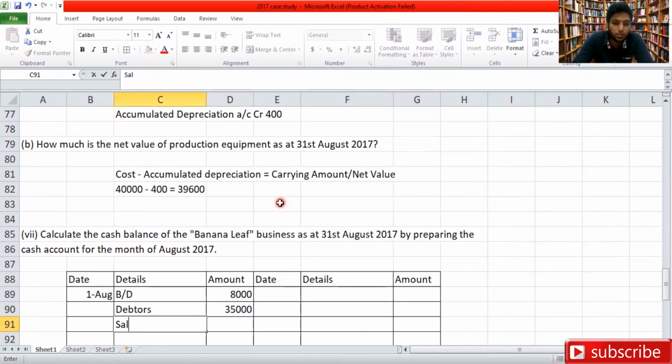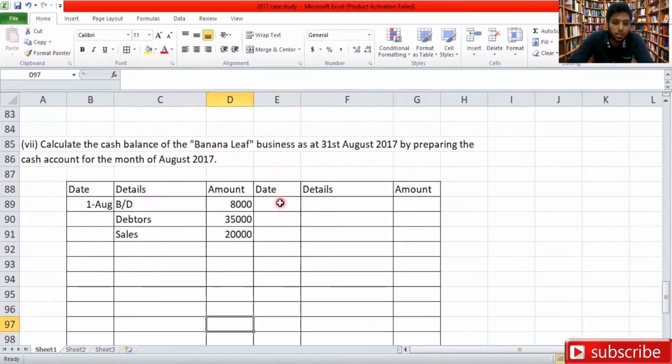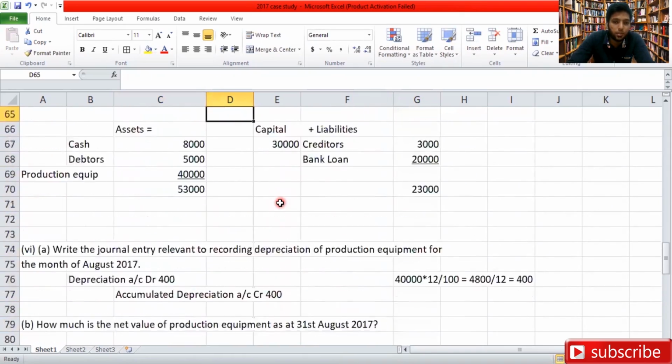Then I had sales, cash sales. I don't want to write cash sales because it's already in the cash book. Right, 20,000. So I'm done with the debit side. I just wanted to see the credit side. I'll move on again to the sum.